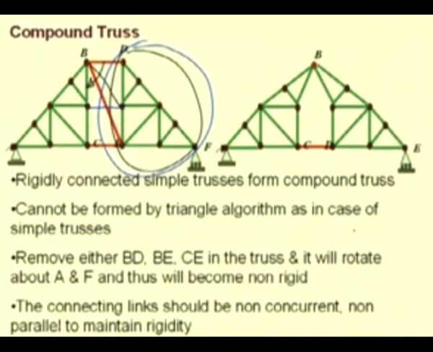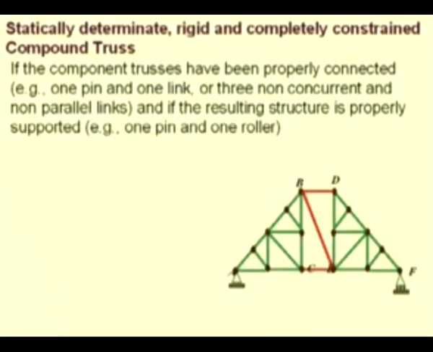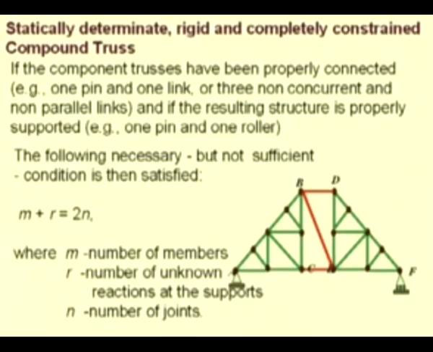If 2 simple trusses are connected in a rigid way, then they have similar properties of static determinacy and rigidity as the simple trusses. That is, if m is the number of members, r the number of external reactions to be determined and n the number of joints, then the equation m plus r equal to 2n, which was satisfied for the simple trusses, is also satisfied for a compound truss. Let us see this example.